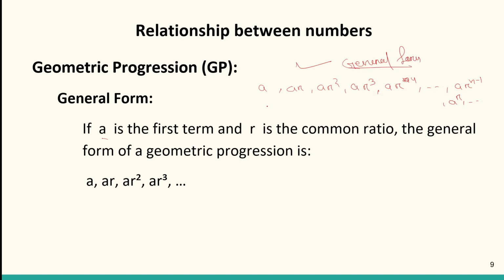So let's verify for the general term if the common ratio is actually constant, that is ar by ar square, okay, this is equal to 1 by r, this is equal to 1 by r. So it follows the same, that is this is a geometric progression as it verifies the criteria, okay.